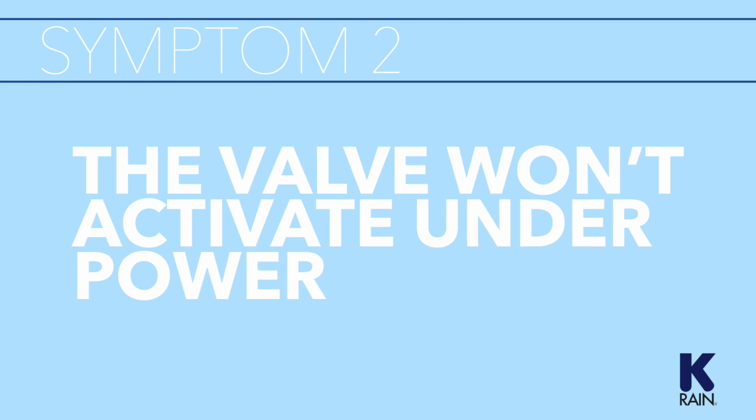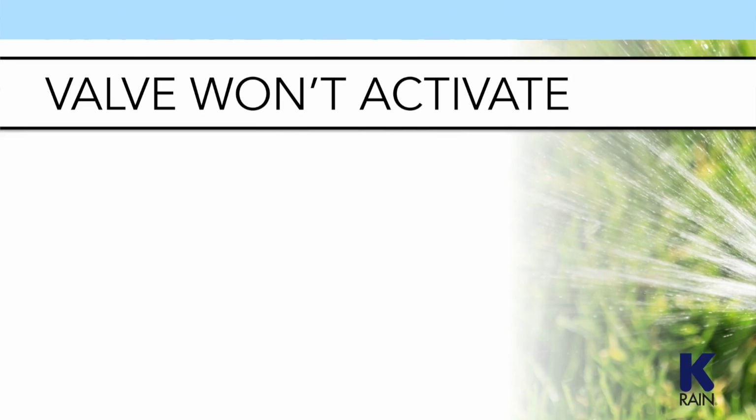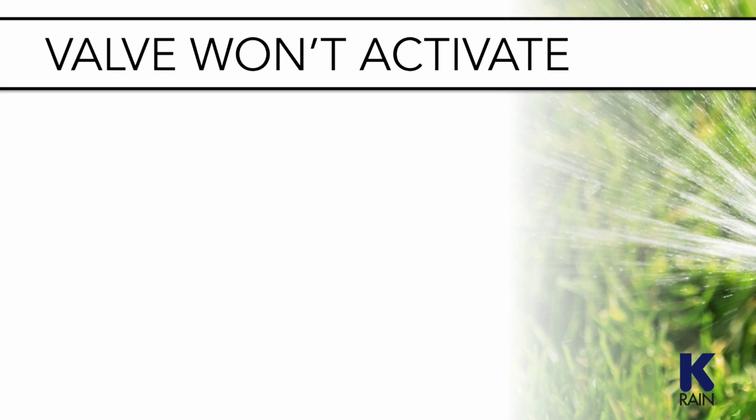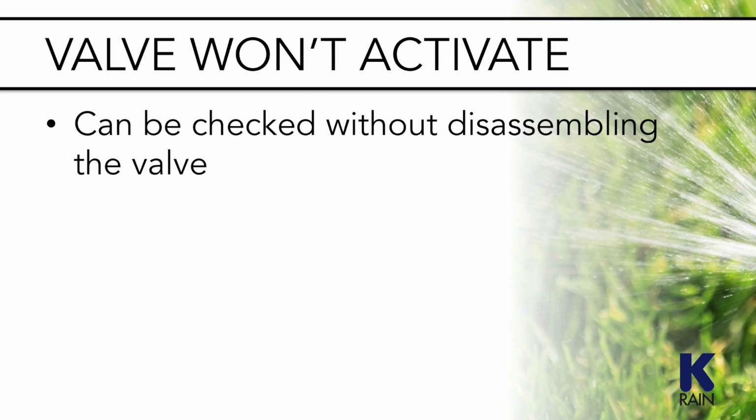Symptom 2. The valve won't activate under power. If the valve won't open, the first thing to check is whether there is power at the valve. You'll need to check this in two places, at the controller and again at the solenoid. This will determine whether the problem is at the controller, in the wiring, or in the valve itself. Once you have determined that there is power at the valve, the most likely causes for the problem can be checked without disassembling the valve.